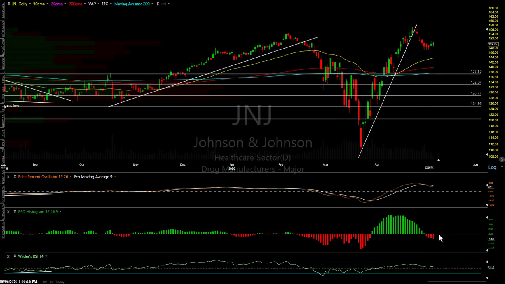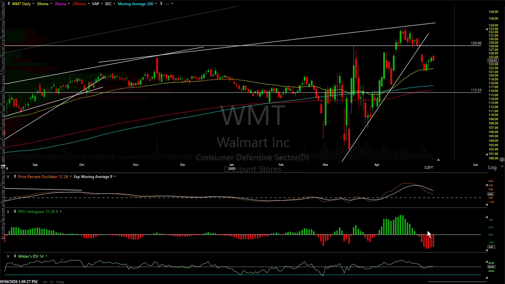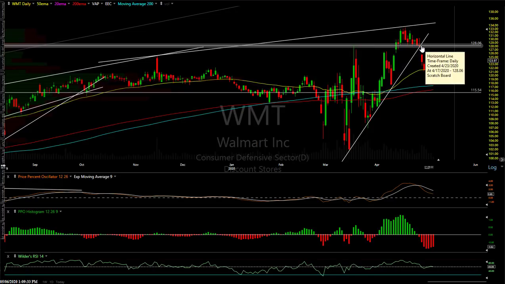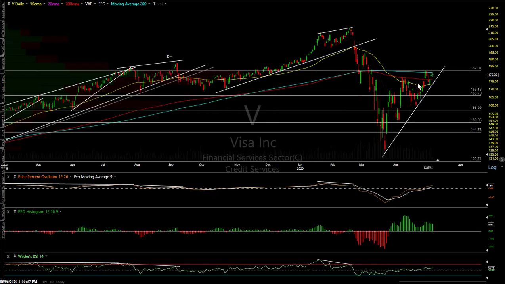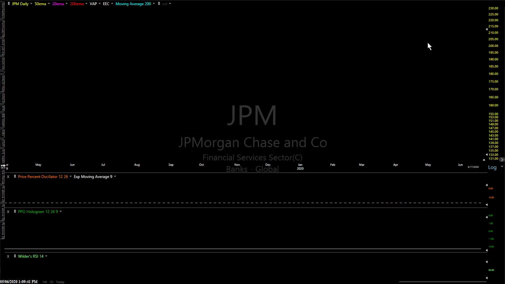Sell signal on the PPO triggered with a bearish crossover. Again, you had one back here right after that trend line break, so that caught most of that. Walmart, clearly, histograms in red territory after the bearish PPO crossover, broke the trend line, broke that 128 support. Visa, yet to trigger a sell signal. It's at pretty significant resistance, so there's one to watch.